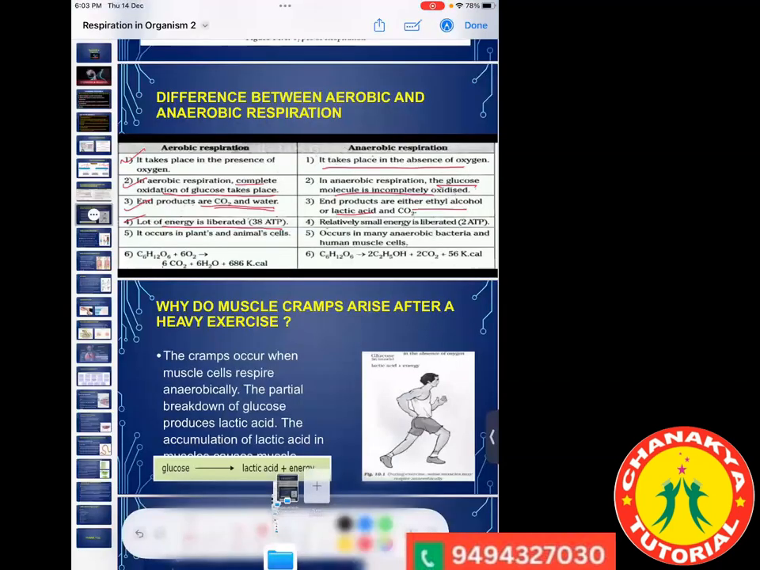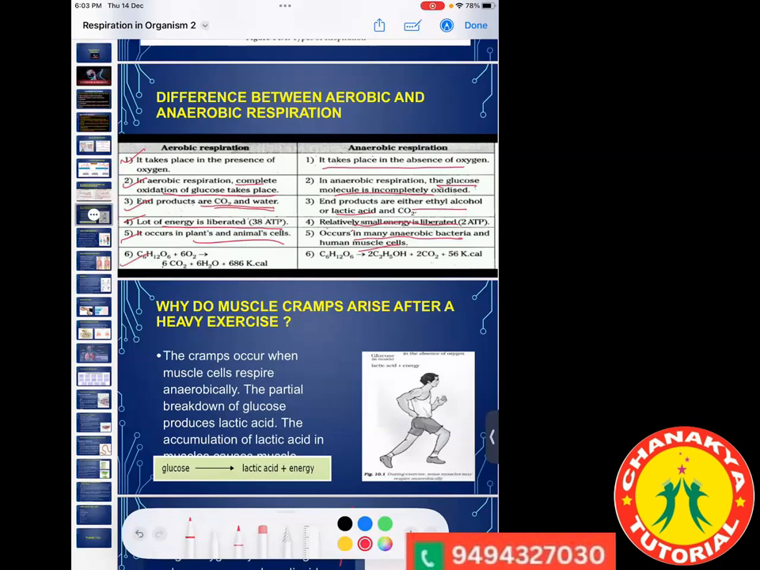So point number 4: in aerobic respiration a lot of energy is liberated, whereas in anaerobic a small amount of energy is liberated, which is 2 ATP. Then aerobic respiration occurs in plant as well as animal cells, whereas anaerobic occurs in anaerobic bacteria and human muscle cells. Basically, the bacteria which do not require oxygen, in them it will be happening. It happens in yeast as well, and in our body it happens in the muscle cell.